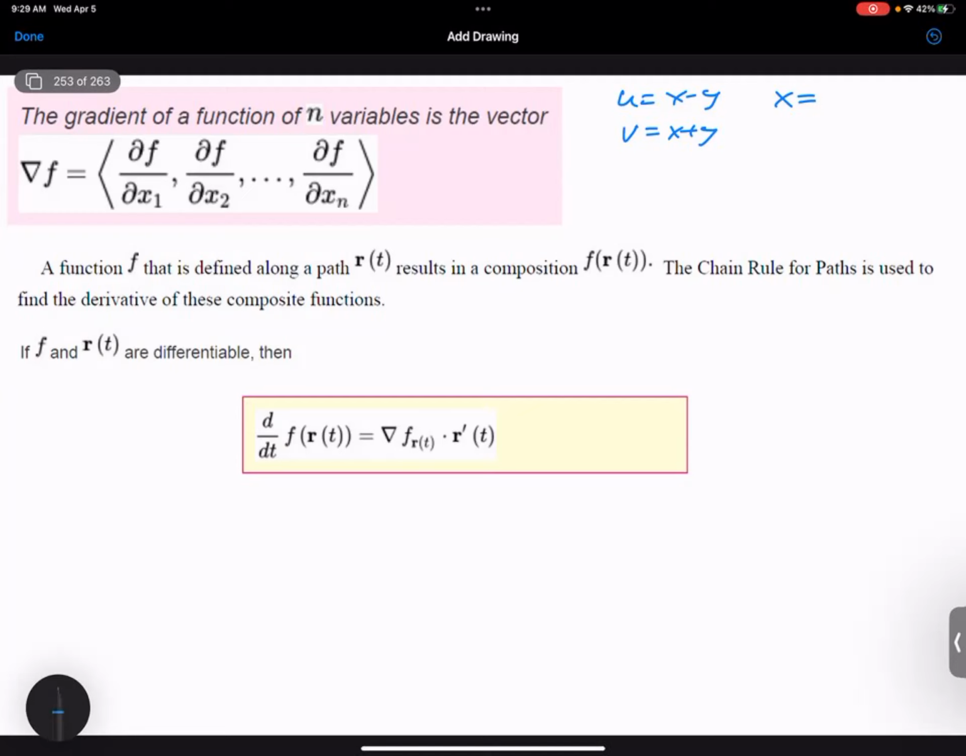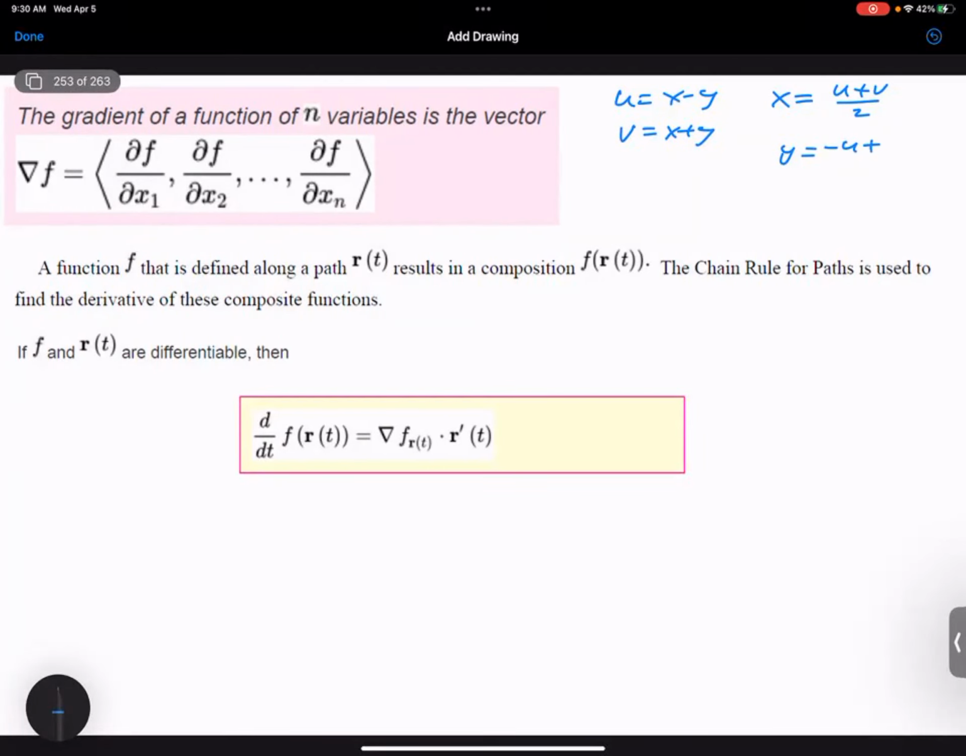Okay, so x is going to be what? So what would x be in terms of u and v? If u is x minus y and v is x plus y, how could I get x? It would be one half of u plus v. If I just add them together, the y's are going to cancel. So x is just going to be (u plus v) over 2. What would y equal? V minus u over 2. Or maybe negative u plus v over 2, just to keep the order of the variables the same.